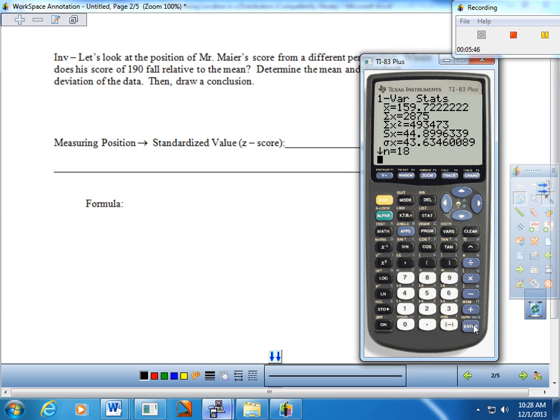So a couple pieces from here that we can steal. Remember the 5-number summary is kind of below here, but there's your X bar right there. We'll write that in. And here is your standard deviation right there as well. Okay, not too bad. So it says determine the mean and standard deviation, then draw a conclusion. So obviously, let's get those pieces going.